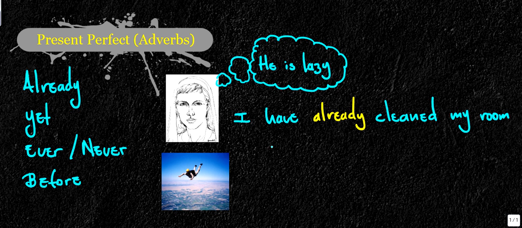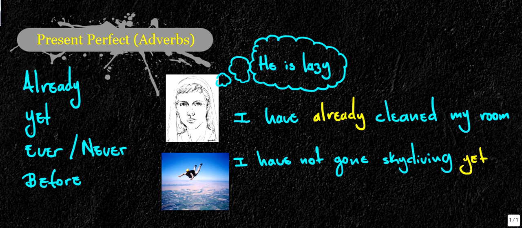Now, I'm going to say that sentence, and then at the end, I'm going to include yet. And what this yet is telling me in this sentence is that no, I have not gone skydiving, but I have the intentions. I have plans to go skydiving at some point in my life. Somewhere in the future I'm going to go skydiving. All right? You can also use yet for questions.